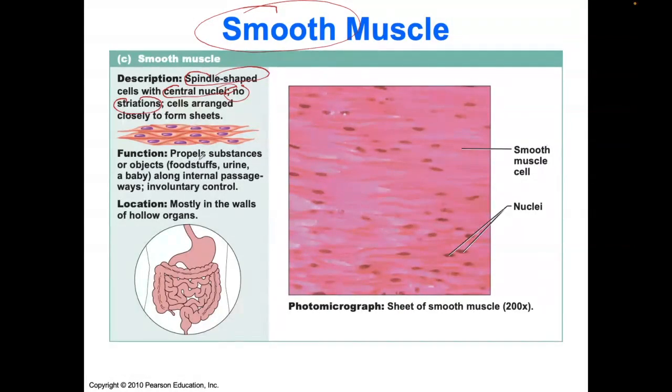muscle. So these are found throughout the digestive tract, and they're found in the urinary tract. They're involuntary. They're found mostly in the walls of the organs that are hollow. Okay, stomach, small intestine, large intestine, uterus.